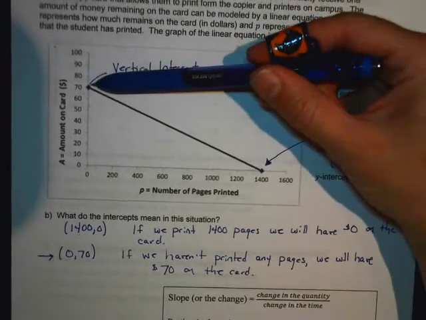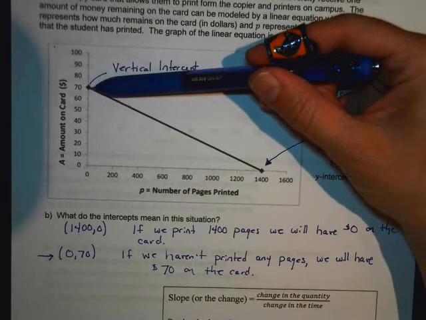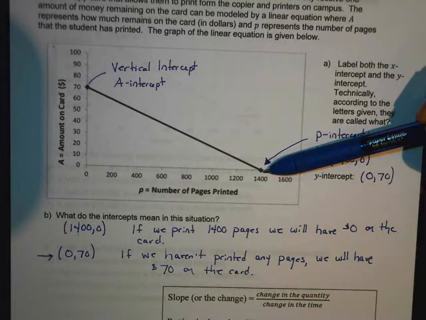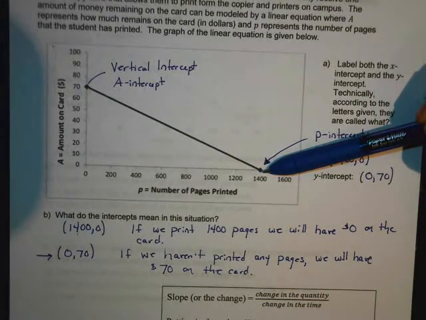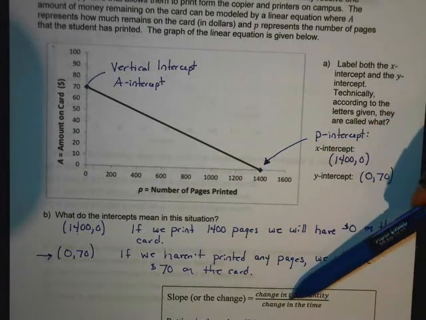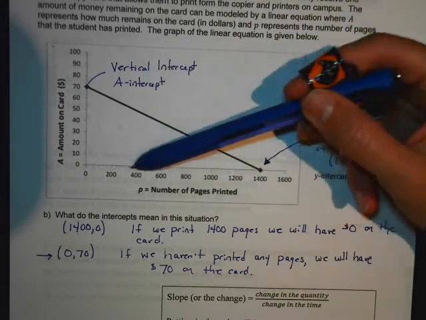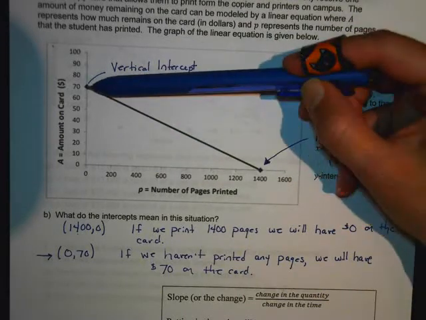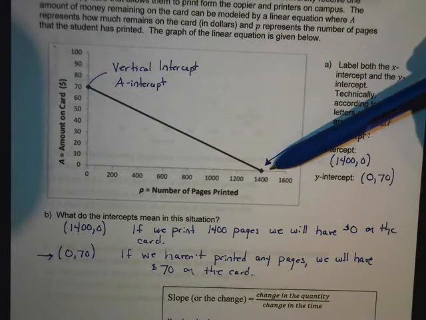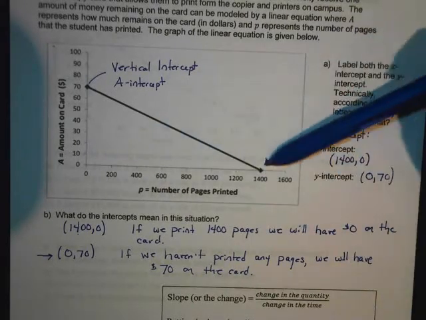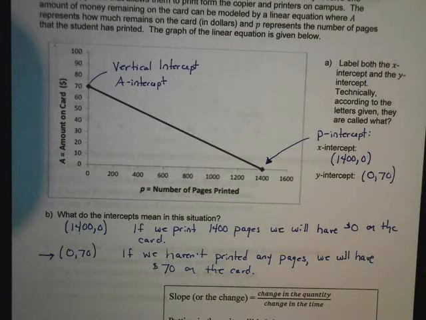So we're going to remember this is our starting value. Our starting value is 70, and then if we go all the way down here, our ending value, the y value is 0. So we've spent all the money on our card. So what was the change in time, or what was the change, I guess it's not time in this case, what's the change in the number of pages? Well, here we started off printing 0 pages, and here we've printed 1400 pages. So do you see the change in this is 1400 pages?